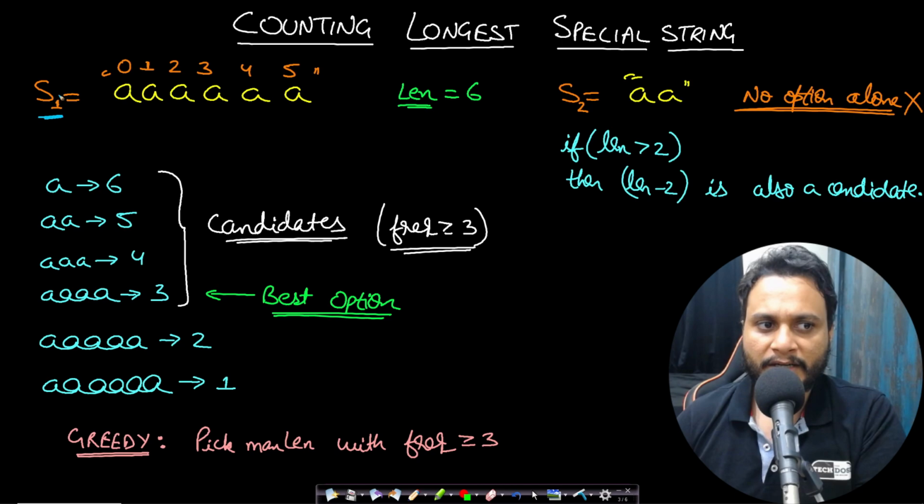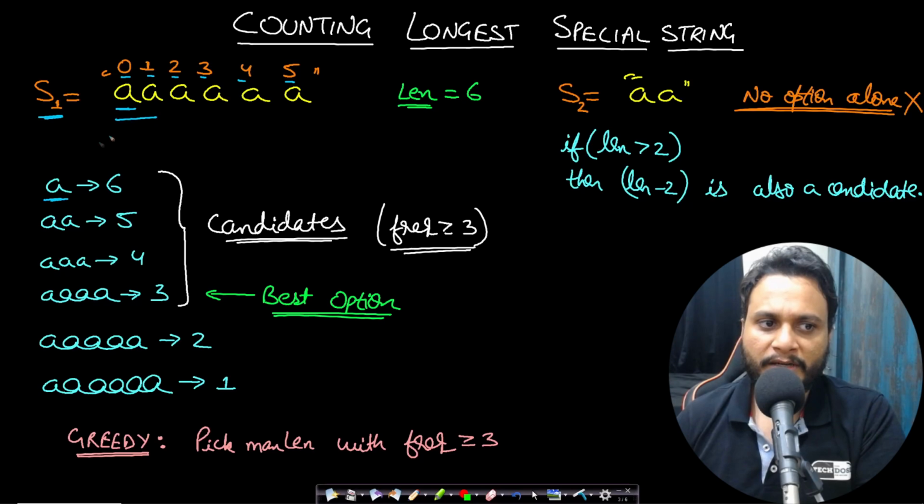Now, let's say that our given string is from 0 to 5, that means of length 6. So if I ask you how many special substrings are there which contains A, only A, right? So there are 6 special substrings which is at 0, 1, 2, 3, 4, 5. So A is occurring 6 times.